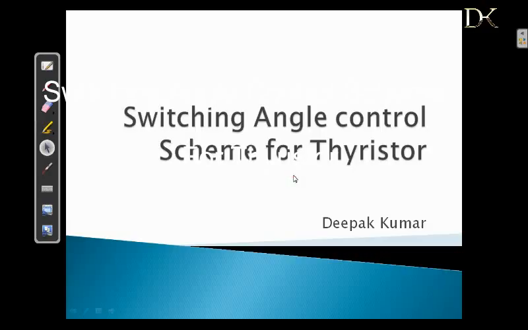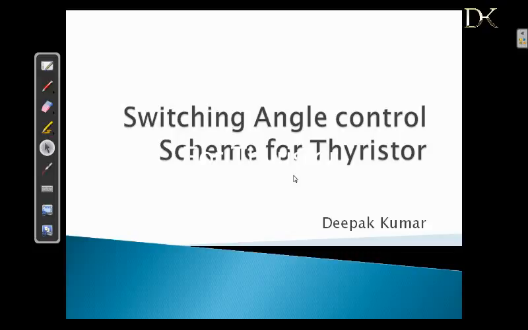Guys, this video is regarding the switching electrical control scheme for thyristors. A power electronics converter is useful when its output voltage is controllable. Now there are different schemes available for controlling the output of different converters, like time ratio control for DC chopper, PWM control for inverter, etc. For phase control rectifier, the technique is switching angle control, or control of switching angle.